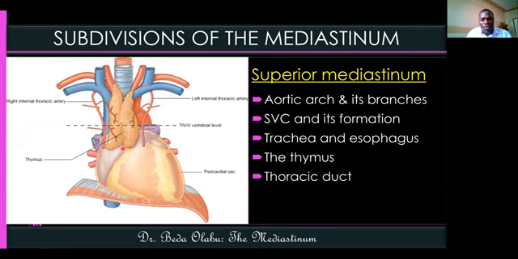Apart from the thymus, we also have, maybe before I go to the thoracic duct, while we're on the thymus, someone to tell me the function of the thymus.